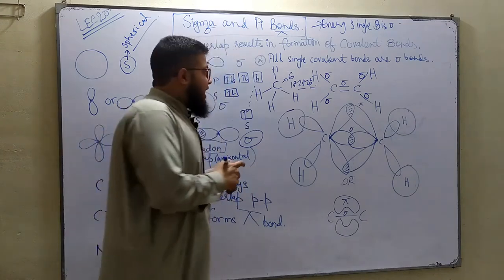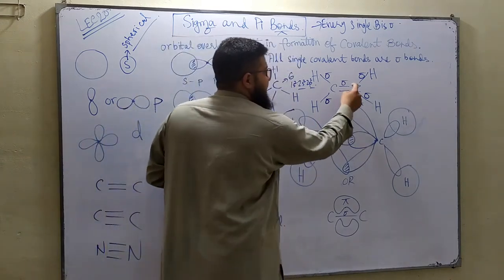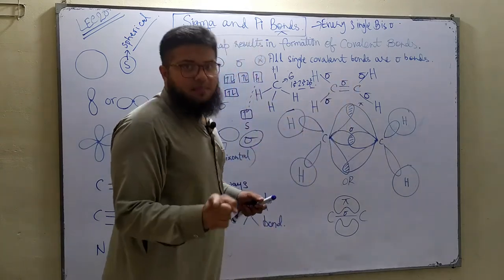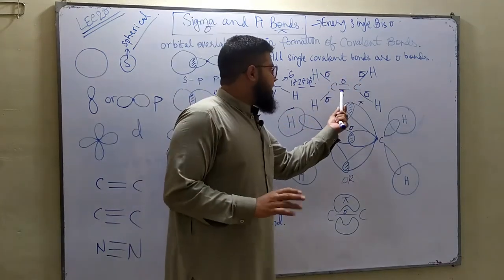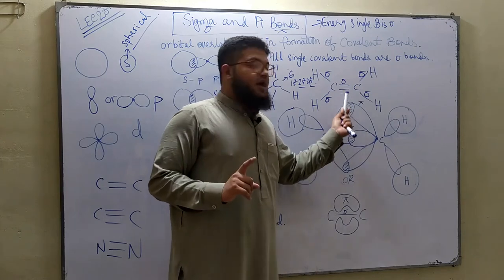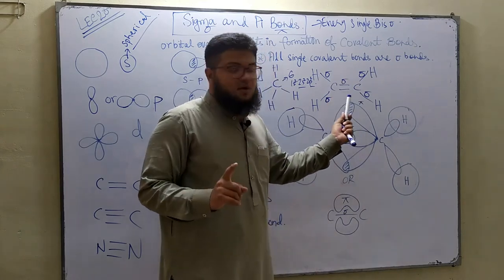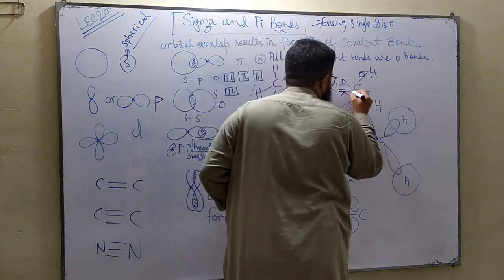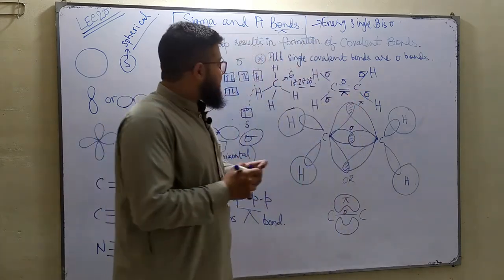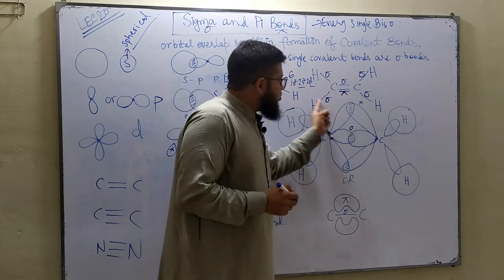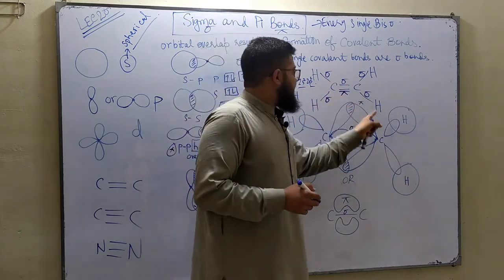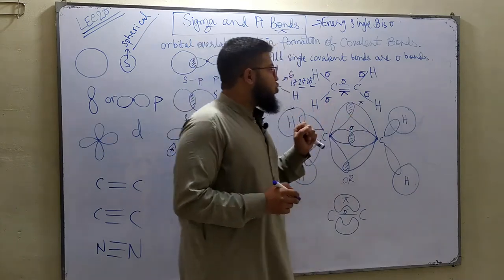sigma bonds. And even in this double bond, the first single bond which was made is going to be the sigma bond. Let me repeat. In the carbon-carbon double bond, the first bond which is made is the sigma bond and the next bond which is made is the pi bond. Okay? So this is important. So in this molecule, how many sigma and pi bonds can you see? There are 5 sigma bonds and 1 pi bond.